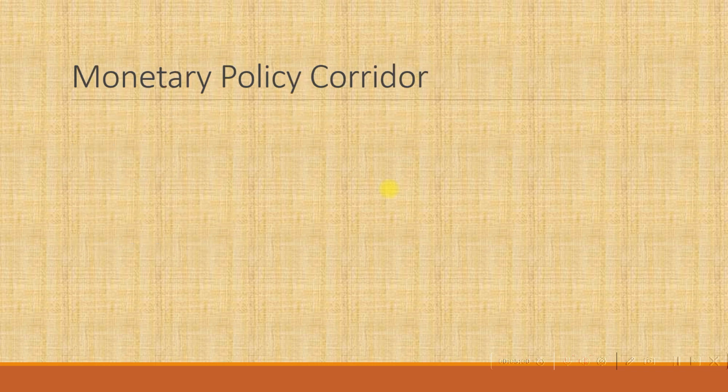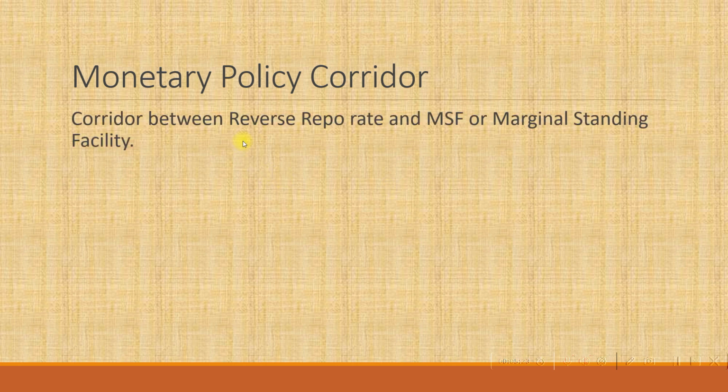Now let us see what is Monetary Policy Corridor or MPC. This is one of the instruments that RBI has introduced in its monetary policy toolkit, where it indicates an area between two rates of RBI's monetary policy, which at the lowest level is reverse repo rate, and at ceiling or at the highest level, it is marginal standing facility or MSF. So this is a corridor between reverse repo rate and marginal standing facility.